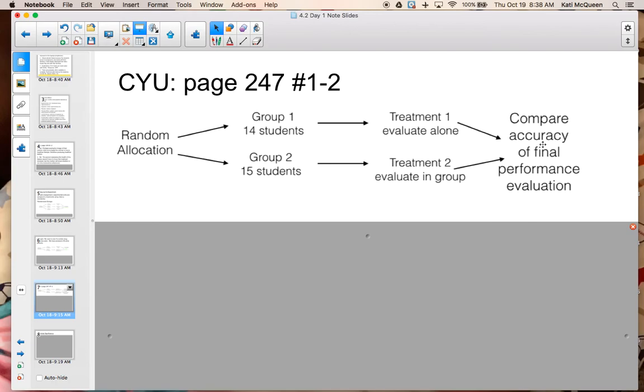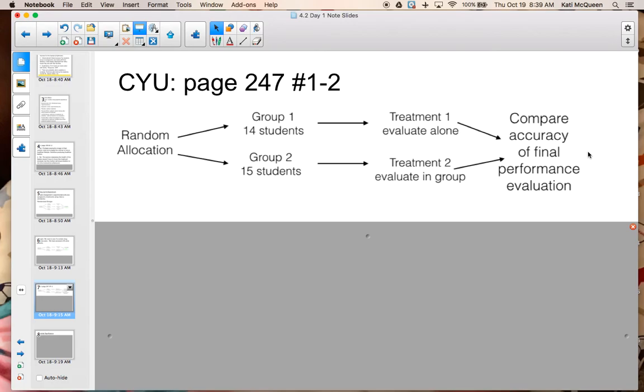In the end, then, what do I actually want to compare? I want to compare the accuracy of the final performance evaluation. And they tell us that right in the problem. In the last sentence, at the end of the semester, the discussion group students evaluated their final performance more accurately. So that's what we were measuring.